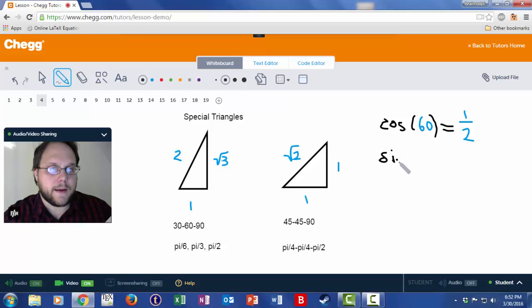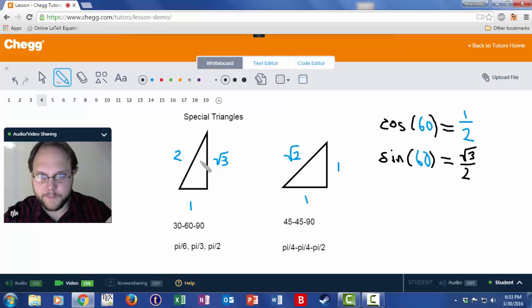What about sine of 60 degrees? Well, sine of 60 degrees is the square root of 3 over 2, because sine means opposite over hypotenuse. Right? Let's do a couple more. Once you get used to them, they're pretty straightforward. The trick is to memorize them and to get comfortable with them.